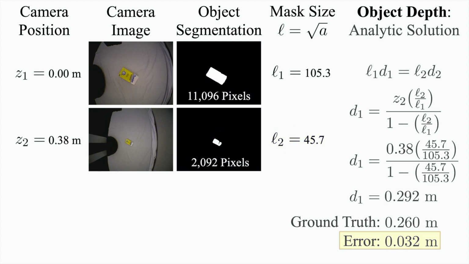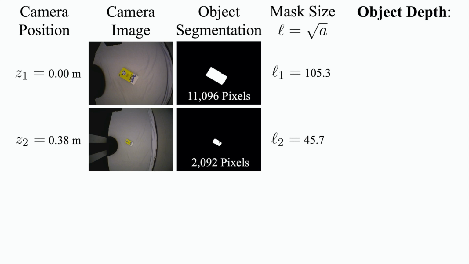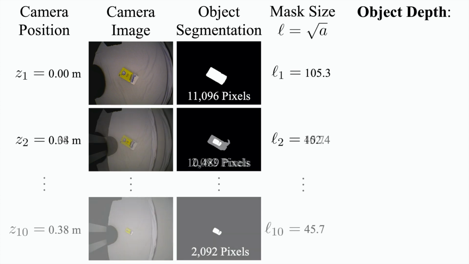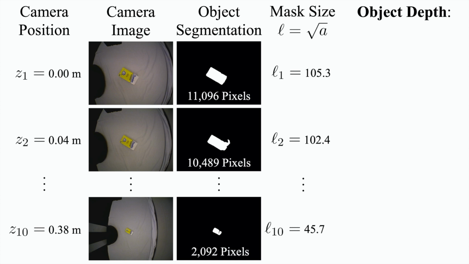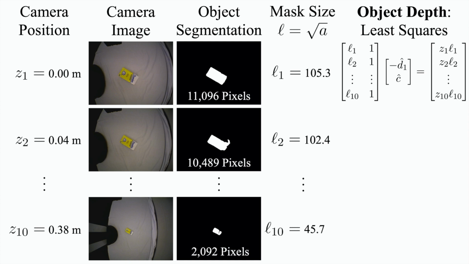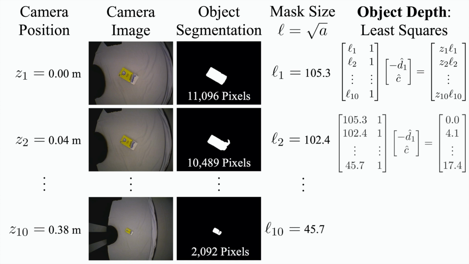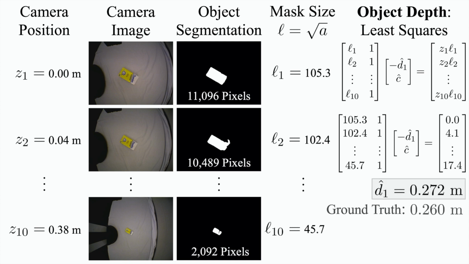One way to increase the robustness and accuracy of the depth estimation result is to use additional intermediate observations. Let's look at the same example, but with 8 intermediate observations added between the previous two images. To take advantage of all 10 observations, we will use a least squares formulation that relates all relative camera position z and segmentation scales L to the object depth at camera position 1. Using the numbers from all 10 observations, the object depth at d1 is estimated to be 0.272 meters, which is about a 2/3 reduction in error from the previous two observation solution, and is more than accurate enough to use for 3D perception and robot grasping.